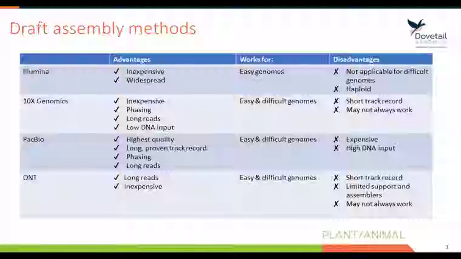We employ a variety of different de novo techniques to get that initial draft assembly, and I've listed them here. The most common ones are Illumina short-read technology, which is the least expensive, and it's also very widespread. But the caveat there is short-read technology is really only good for easy genomes, quote unquote, and easy genomes are typically birds, mammals, and haploids.